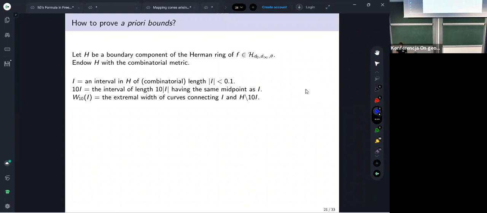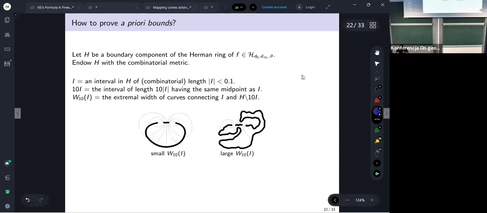And then I'm going to call 10I the enlargement of I by 10 times. This enlargement has the same midpoint as I. And then I'm going to call this quantity W10I. This is the extremal width of curves connecting I and H minus 10I. So you have I, and then you thicken it to 10I, and then you consider the complement. I have a little diagram over here as well that tells you what the extremal width should actually tell you. If you're not familiar with extremal width, this is the reciprocal of the extremal length.